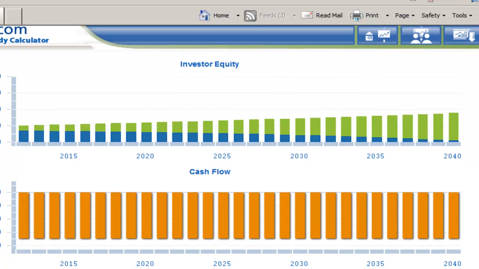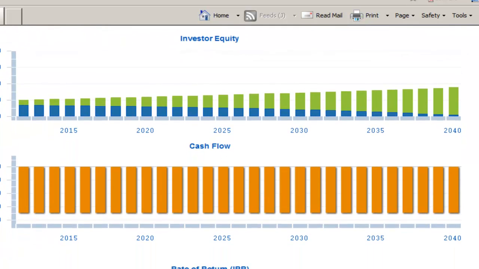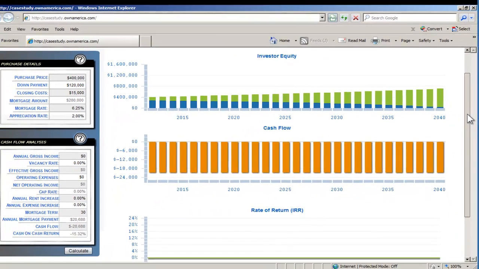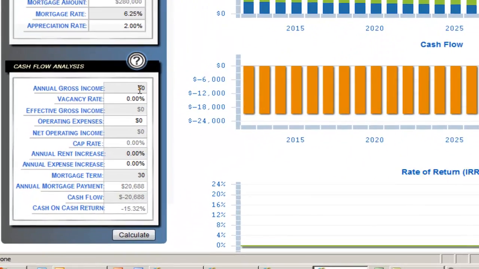Again, these numbers are not guaranteed. When you sign on to this for the first time, you're going to have to acknowledge that you are playing with a tool here that projects into the future, but none of these things can be guaranteed. But it is designed to show you how the interplay of these different factors work to create wealth in real estate. Now I'm going to go to the cash flow analysis.